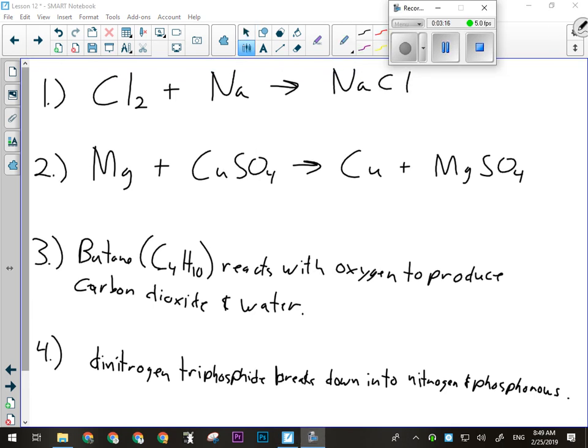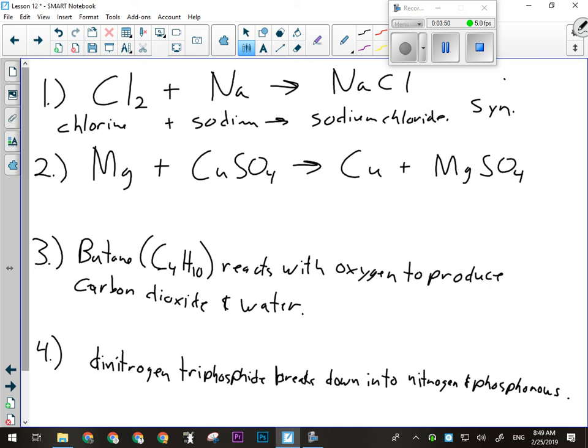Okay, so for number one, first off, what kind of reaction are we looking at here? A combination or synthesis reaction. Sometimes people call it a combination reaction. So a synthesis reaction is what number one is, because we're combining two elements to form a single compound. Those two elements are written out in word form: chlorine plus sodium gives us sodium chloride.